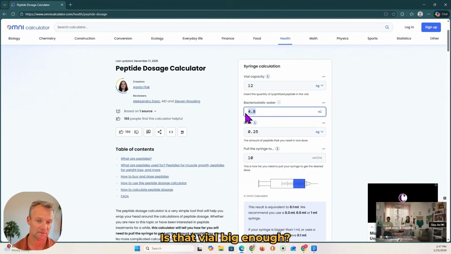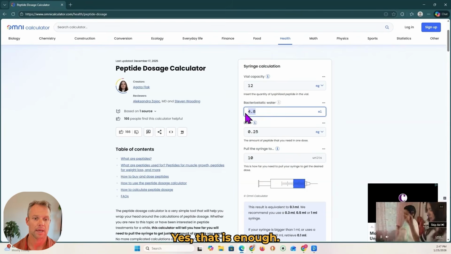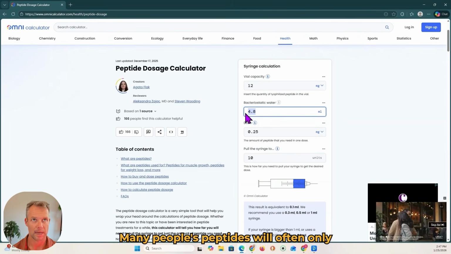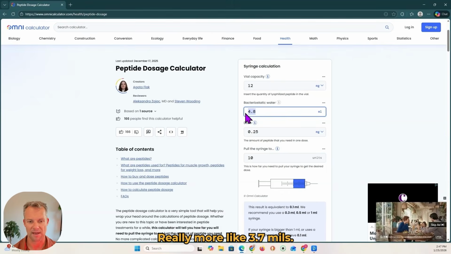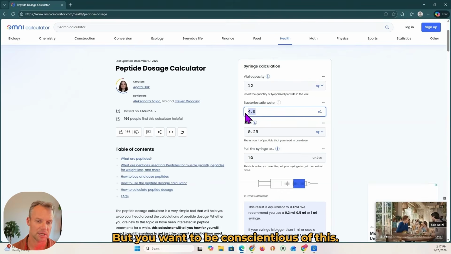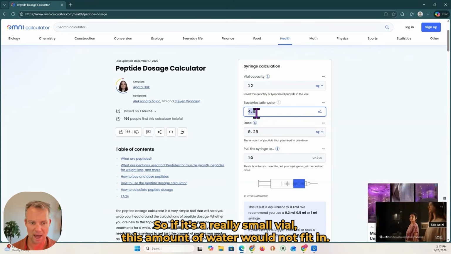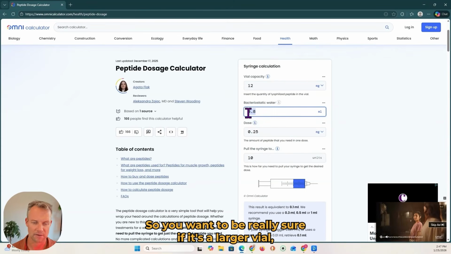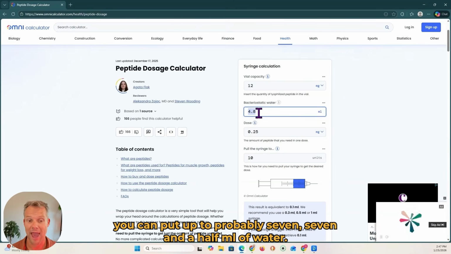Question is, is that vial big enough? Now, with the company that I'm currently using, yes, that is enough. Many people's peptides, often the vials will only fit up to about 3.5, really more like 3.7 mLs, but you want to be conscientious of this. So if it's a really small vial, this amount of water would not fit in. So you want to be really sure. If it's a larger vial, you can put up to probably 7.5 mLs of water.